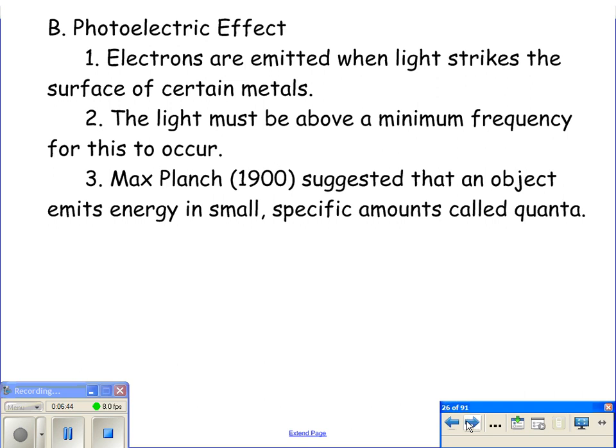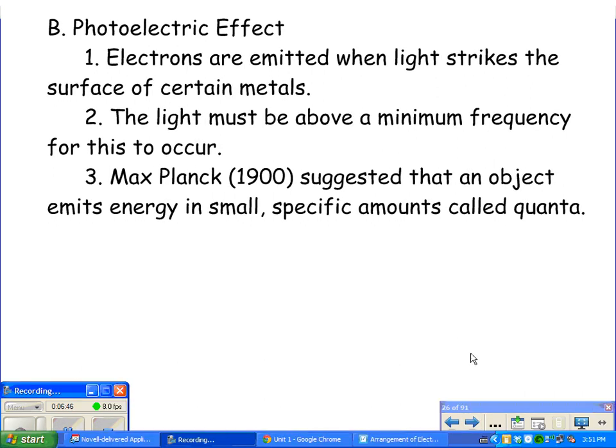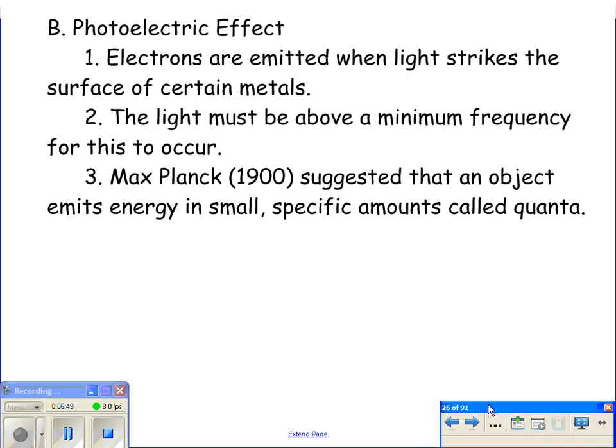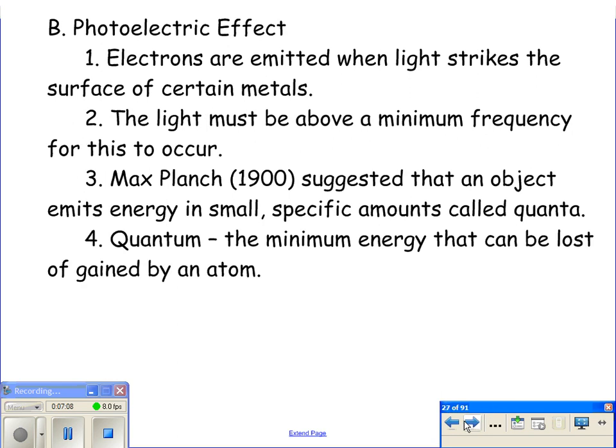Next, Planck. Max Planck is the one who was working with the waves of light and metals and finding this out. As he did, he came up with an energy formula to determine how much energy is in that wave. So the minimum amount of energy that can be lost or gained by an atom is called a quantum.